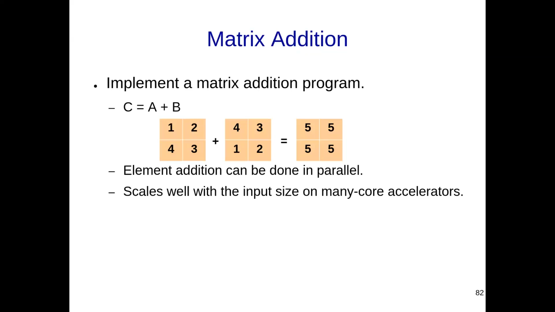So for this matrix addition, should the pragma be hash pragma ACC parallel loop collapse 2 copy in A B, create C, copy out C? Yes, that seems to be reasonable.